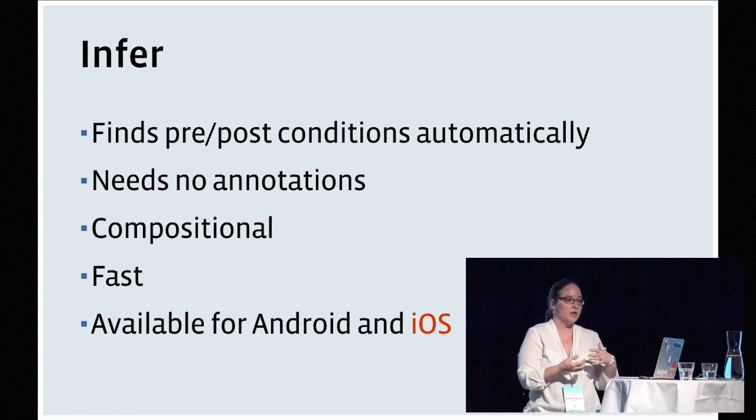So Infer has a technology that allows it to find these pre and post conditions automatically. So it doesn't need any annotations. And it's compositional, which makes it fast. So you don't need to know the whole program to be able to find some bugs. You can analyze parts of the program. And so we're developing it for Android and for iOS, and also for C++. This talk is mostly focused on iOS, but there is very good support for Android as well. You can find more on the website.